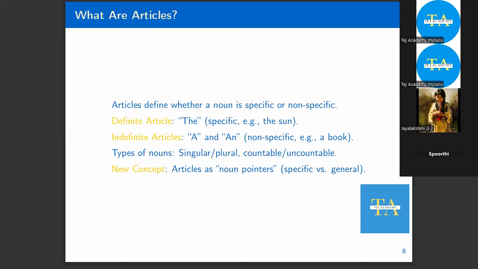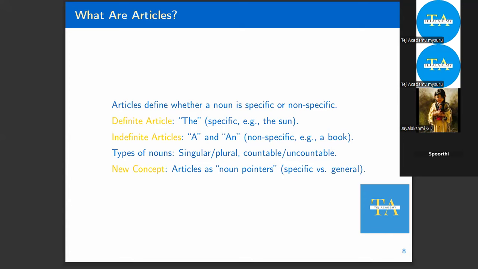So an article defines whether a noun is specific or non-specific. Like definite articles, we have the. We use the in front of a noun or subject which we know in an exact manner. Like, the sun rises in the east, which says that we know the sun is exactly the star which gives us light.